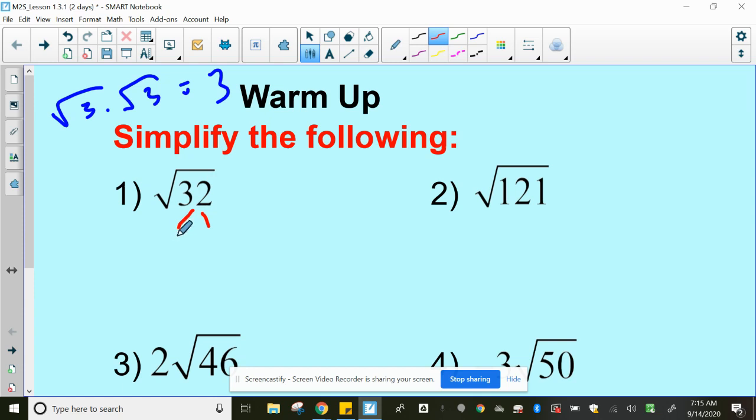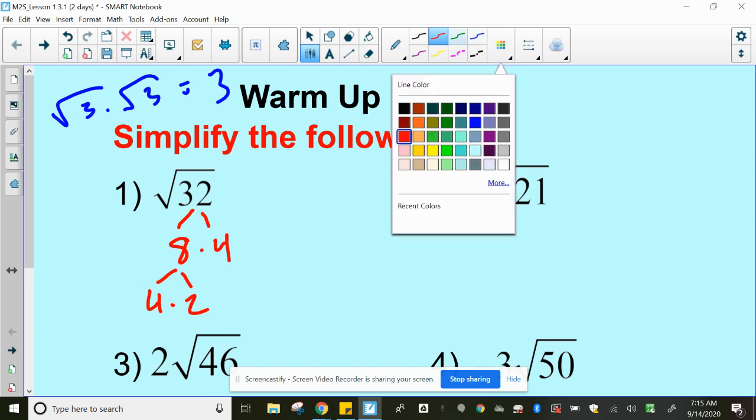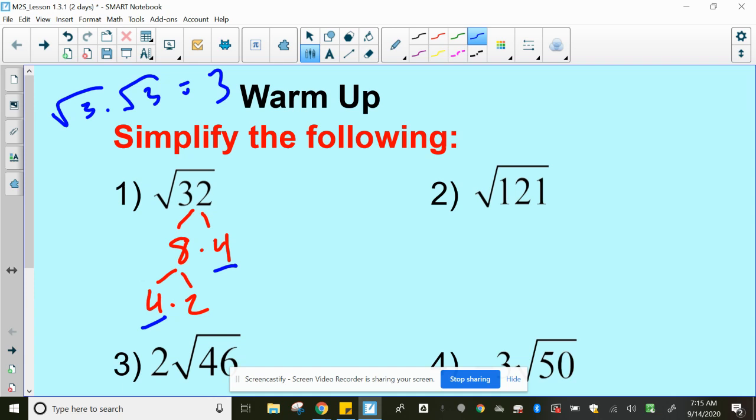So if we have 32, maybe we start with 8 times 4, and then we keep going. This 8, well, that's 4 times 2. From here, you could recognize you have the two 4s here, and those are the same. So I could say, 4 and 4. So we're going to pull that out. 2 can't be broken down any further. So I would have 4 root 2.